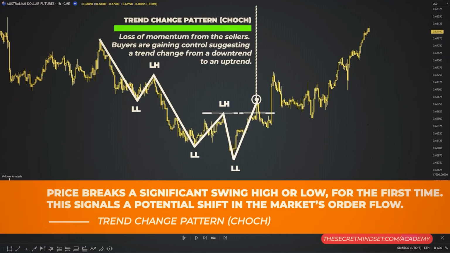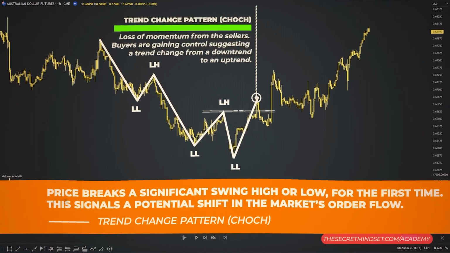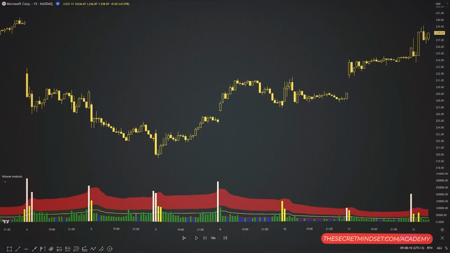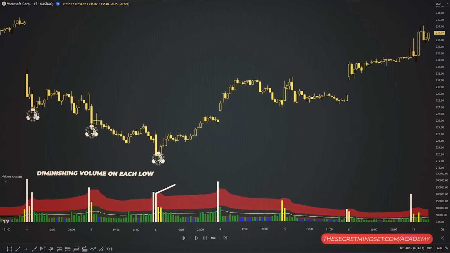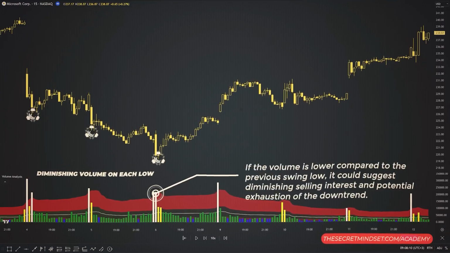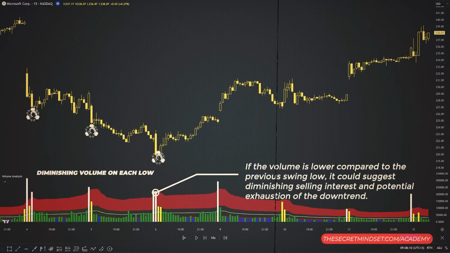From a price action standpoint, these patterns show a loss of momentum from sellers. Instead of continuing to make lower lows, the price creates a reversal pattern. Buyers are gaining control, suggesting a trend change from a downtrend to an uptrend. During the formation of the lowest low, keep an eye on the volume. If the volume is lower compared to the previous swing low, it could suggest diminishing selling interest and potential exhaustion of the downtrend. This volume decline is the first warning sign.